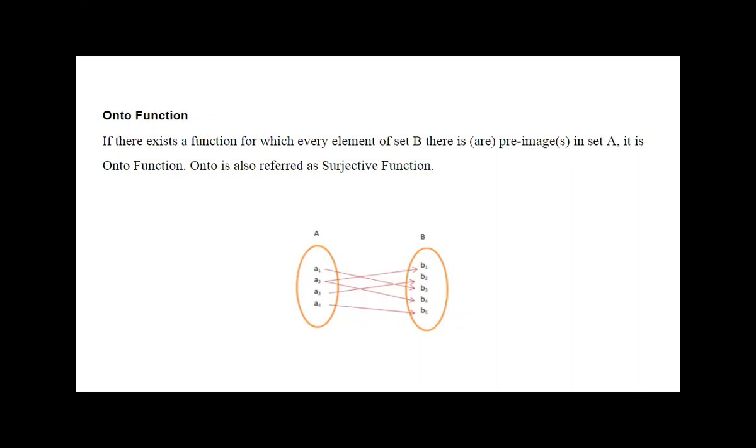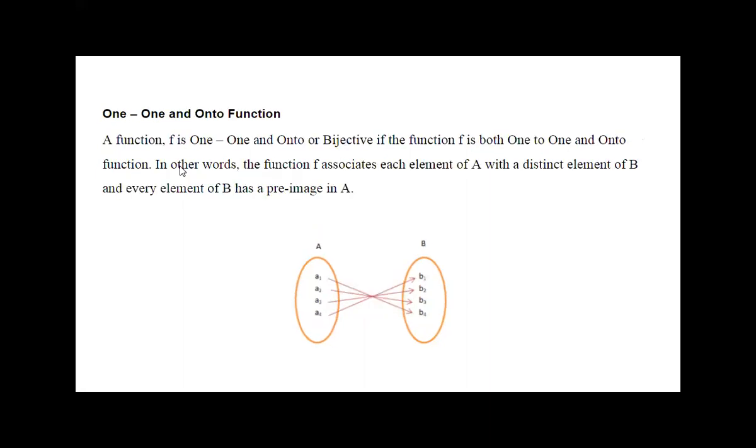Here A1 is assigned to B3, A2 is assigned to B1 and B3, A3 is assigned to B2 and A4 is assigned to B5. Here from A2 we can see the onto function. A2 is assigned to two elements B1 and B4. It is the onto function.